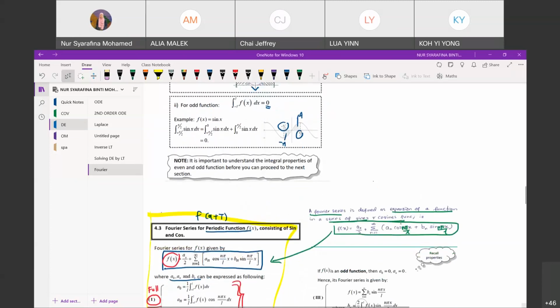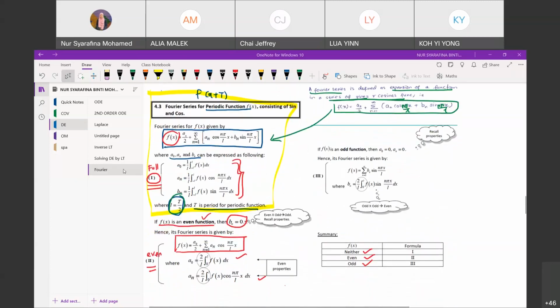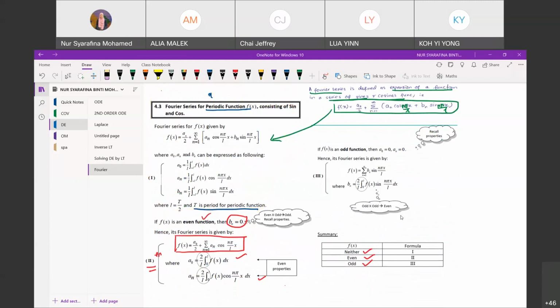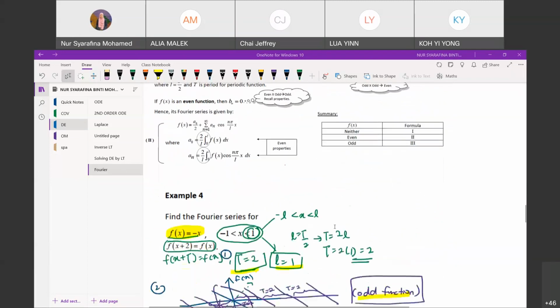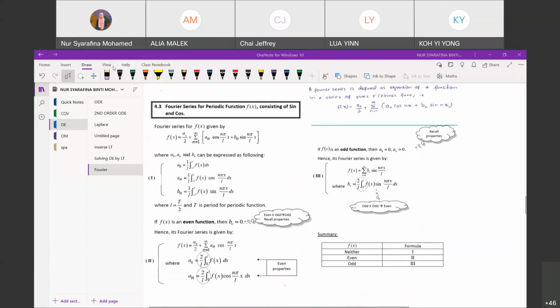Right. So now let's try to understand this Fourier series. Once you understand the periodic function and the even and odd function, now you can understand this Fourier series. Don't worry, it's not as hard as you think.